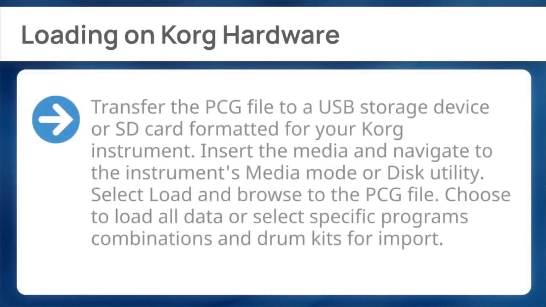First, loading on Korg hardware. Transfer the PCG file to a USB storage device or SD card formatted for your Korg instrument. Insert the media and navigate to the instrument's media mode or disk utility. Select Load and browse to the PCG file. Choose to load all data or select specific programs, combinations and drum kits for import.